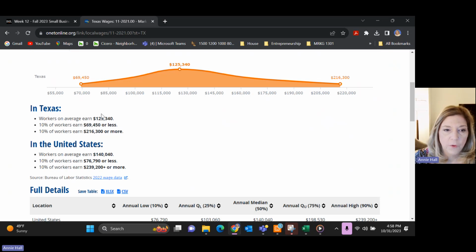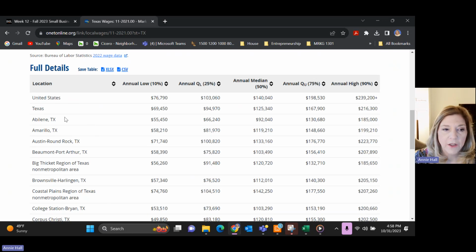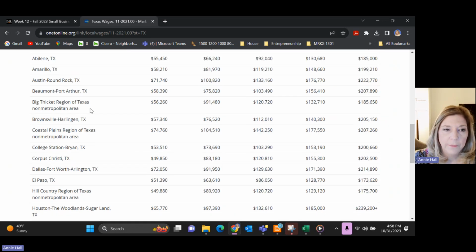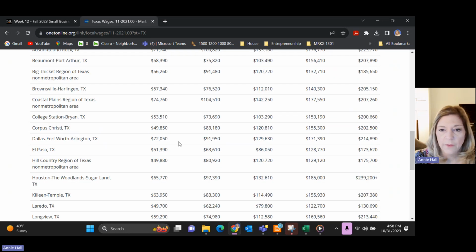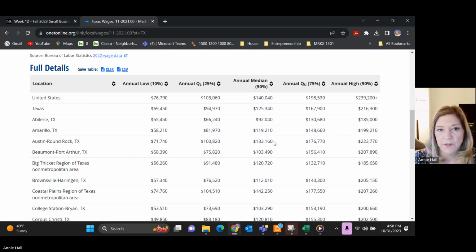This tells you the comparison for the United States as a whole. Now, I can also go in and look at it by metropolitan city areas. So I can look at Dallas Fort Worth, and what we see is that the median in Dallas Fort Worth is more in this 129,630 range. This shows you the annual low, the annual median, and the annual high. So 10% of people are making this in this column, 25% in this column, 50% in this column, 75% in this column, and 90% in this column.